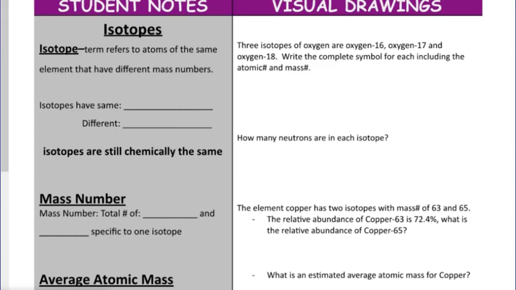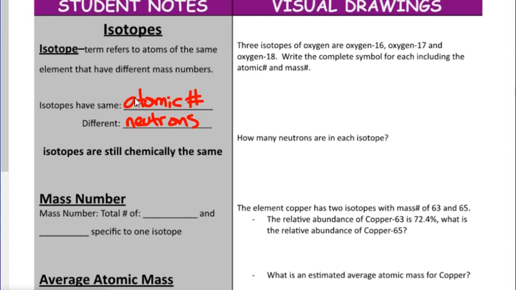Okay, so it's important to remember that isotopes have the same atomic number, but a different number of neutrons. Okay, isotopes are still chemically the same, they just weigh a different amount. Some might be a little bit lighter, some might be a little bit heavier.